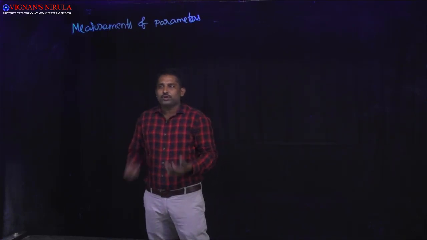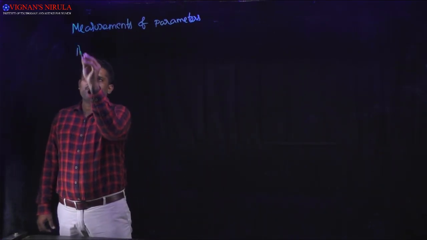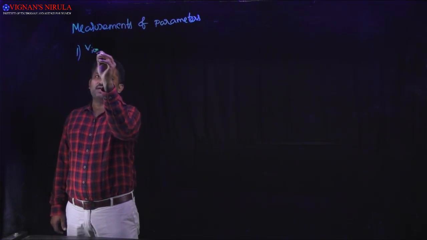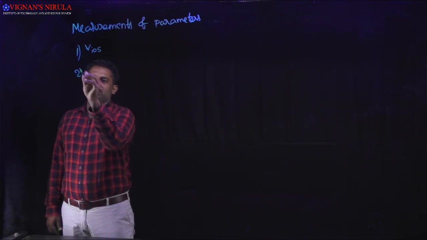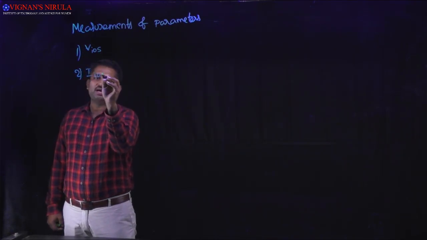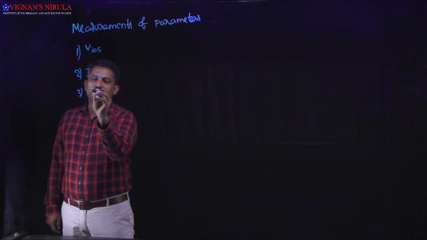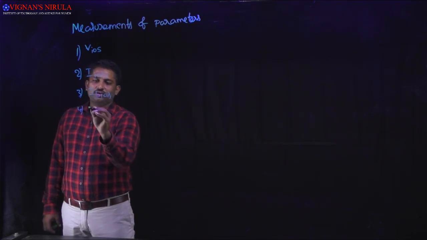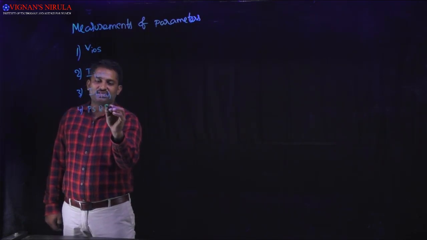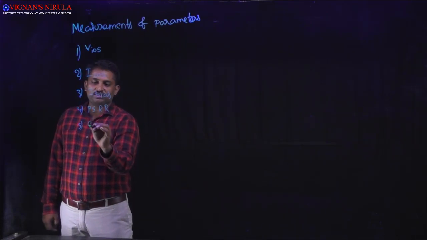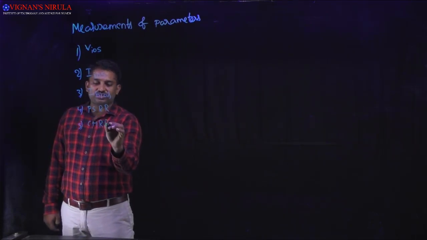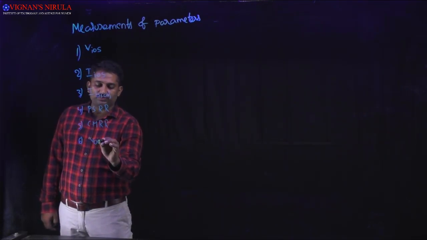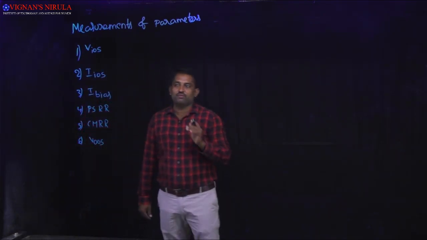Today I am going to measure the following parameters. The first one is input offset voltage, which is nothing but VIOS, and the second one is input offset current, IIOS. Third is input bias current, IB, and the fourth is PSRR, power supply rejection ratio. The fifth is CMRR, common mode rejection ratio. Last but not the least, the sixth is output offset voltage, VOOS.